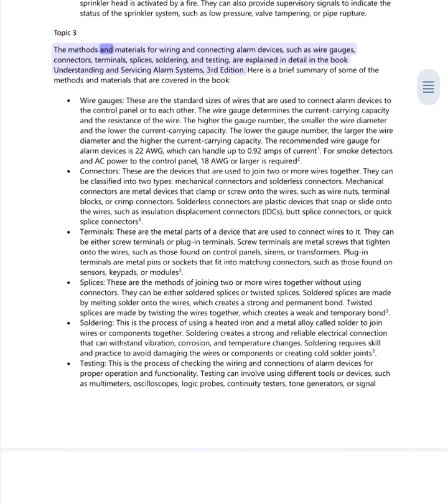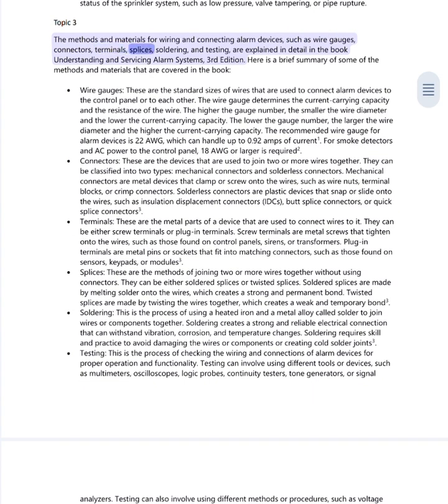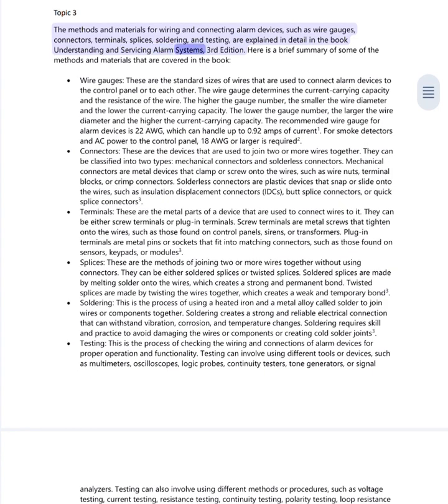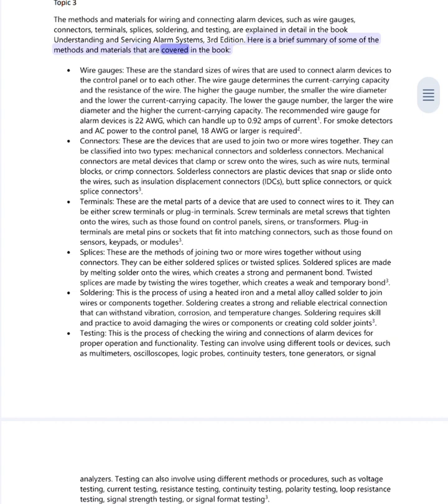The methods and materials for wiring and connecting alarm devices, such as wire gauges, connectors, terminals, splices, soldering, and testing, are explained in detail in the book Understanding and Servicing Alarm Systems, 3rd edition. Here's a brief summary of some of the methods and materials that are covered in the book.